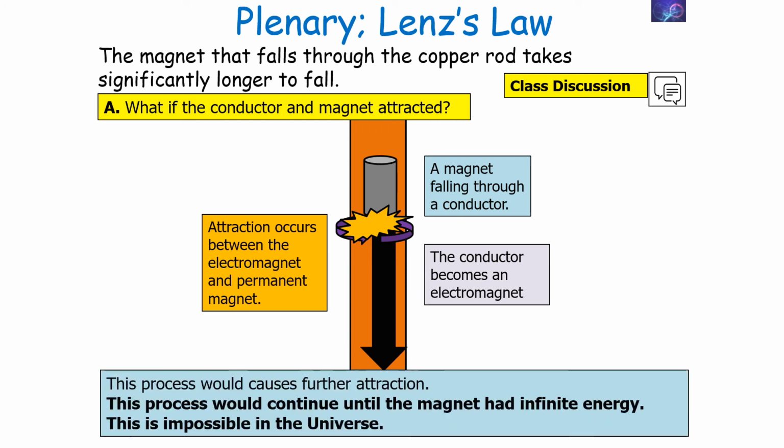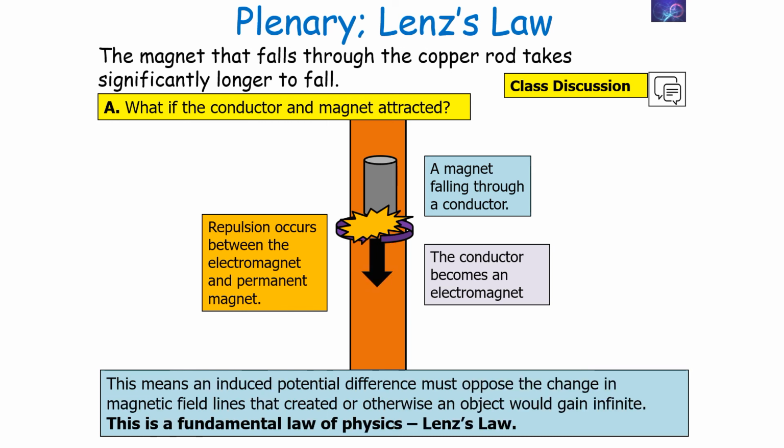It would be a positive feedback, so eventually this process would continue until the magnet had infinite energy, which is impossible in the universe. So what we say is that the induced potential difference must oppose the change in the magnetic field that created it, otherwise the object would gain infinite energy. This is a fundamental law of physics which we call Lenz's law.